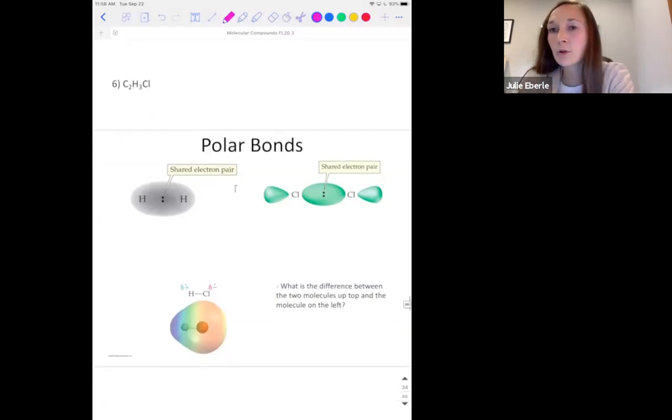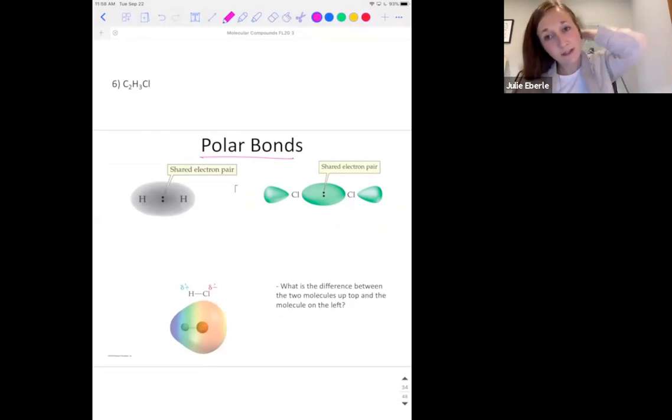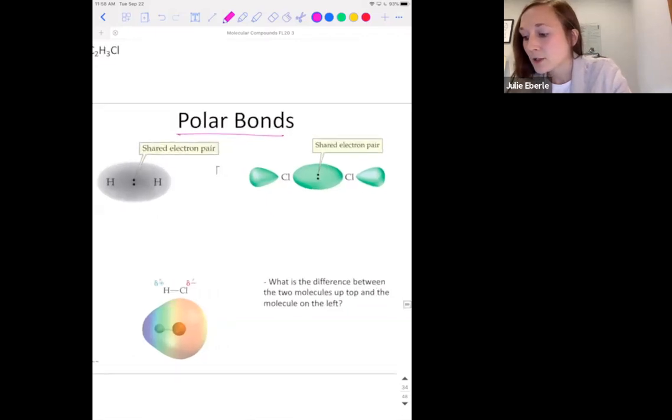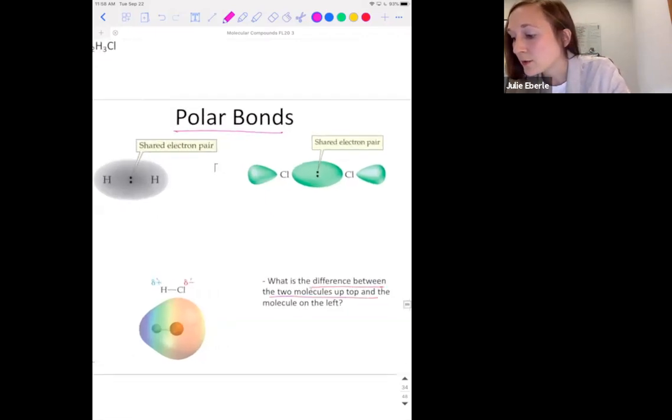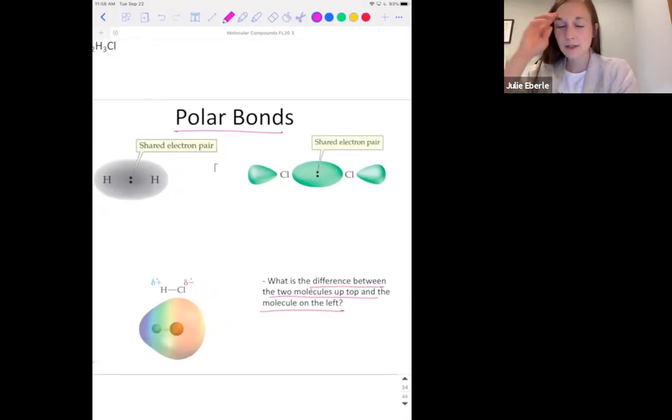All right, let's talk about polar bonds before we wrap up, because we've only got a few minutes left. Polar bonds. So covalent molecules, remember, we're not talking ionic molecules here. Covalent molecules are different. We're sharing electrons. Sometimes things are shared evenly and sometimes they're not. So I want you to look at the molecules on this slide. And then I want to read this question. What is the difference between the two molecules up top and the molecule on the left? Can anybody tell me? Just the obvious difference here. Don't tell me one's rainbow and the other are not rainbow. Look at the atoms.